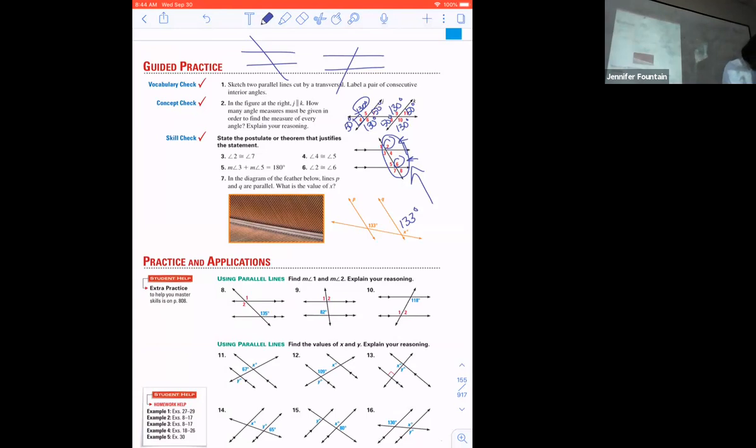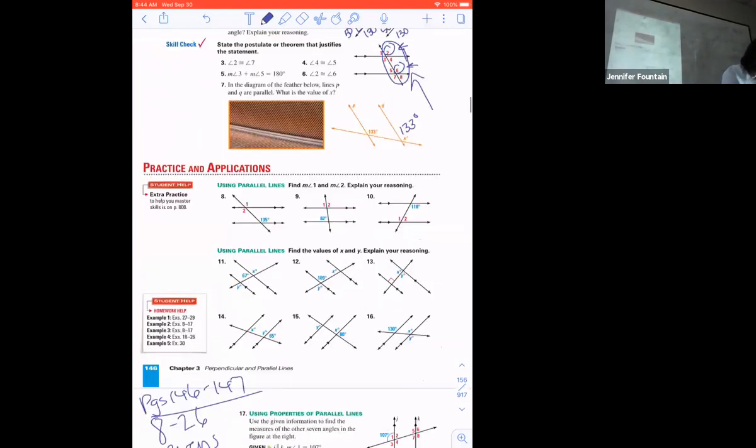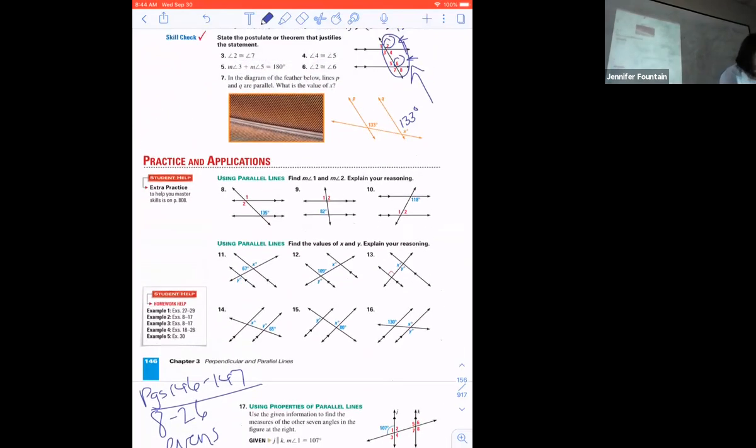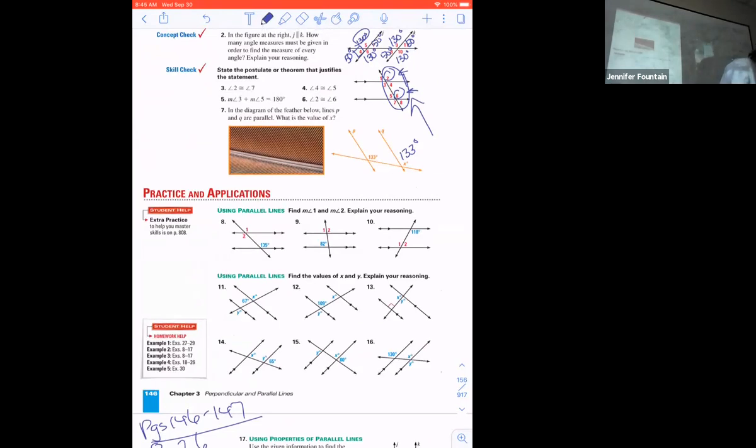All righty. So here we go. Page 146. We had numbers 146 and 147. We had 8 through 26 even. So starting with number 8. In number 8, it says to find the measure of angle 1 and the measure of angle 2 and to explain your reasoning.